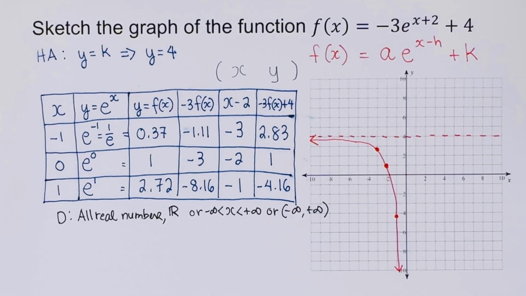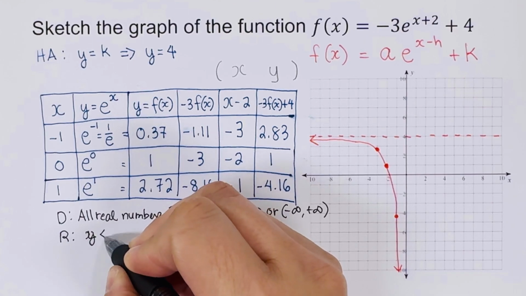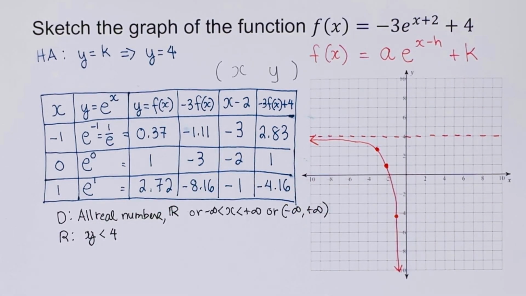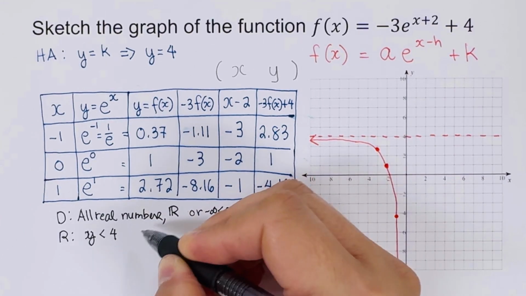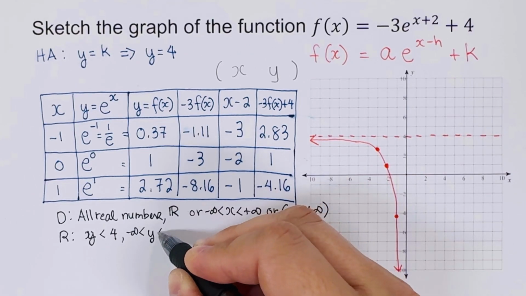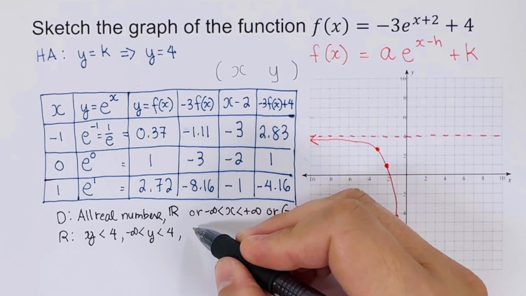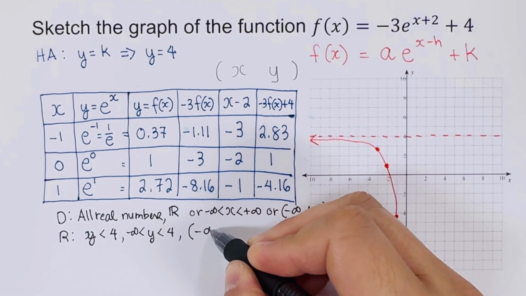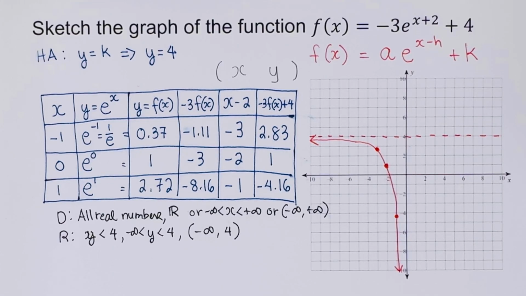Now for the range on this graph, that would be y is less than 4. Or we can write this in inequality notation: y is greater than negative infinity and less than 4. Or in interval notation, we can write this as negative infinity all the way to positive 4. Now let's move on to the next example.